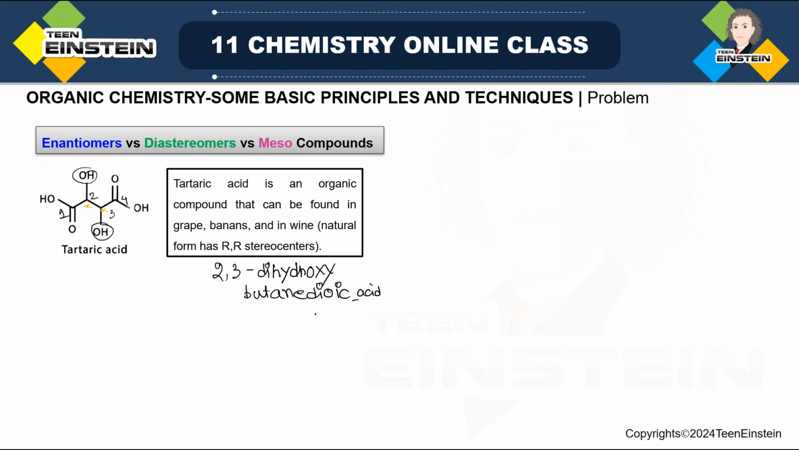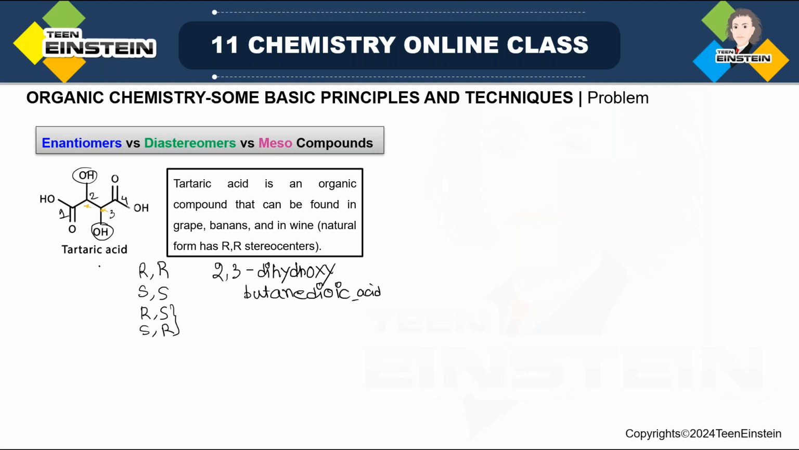2,3-dihydroxy butane dioic acid. Now as we have 2 chiral centers, there are many possibilities that can arise. Suppose the first chiral center is R, the second one is also R. Another possibility is both S. Another possibility is R and S. Another possibility is S and R. But ultimately you will see these two will be the same. So though at first glance it seems there are 4 possibilities, actually there are only 3, because ultimately the molecule is symmetrical. That is why a meso compound will be present also.